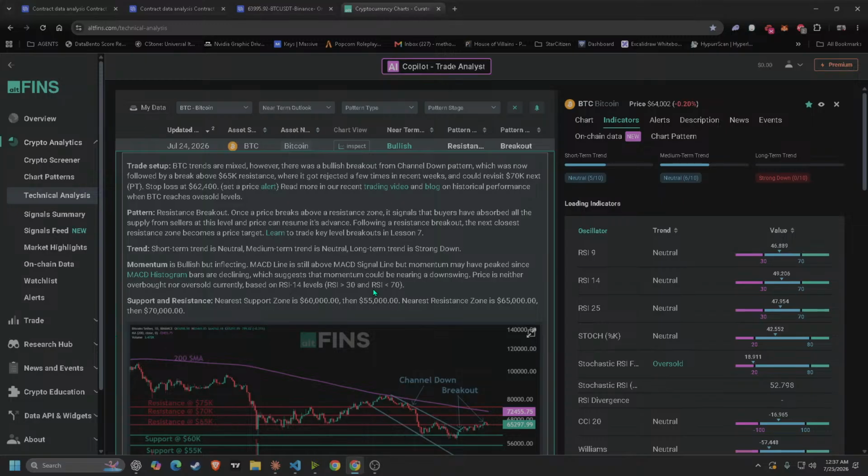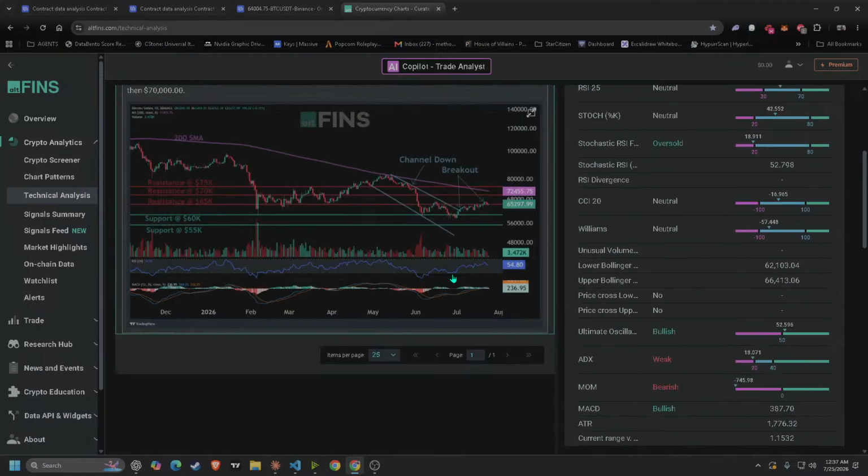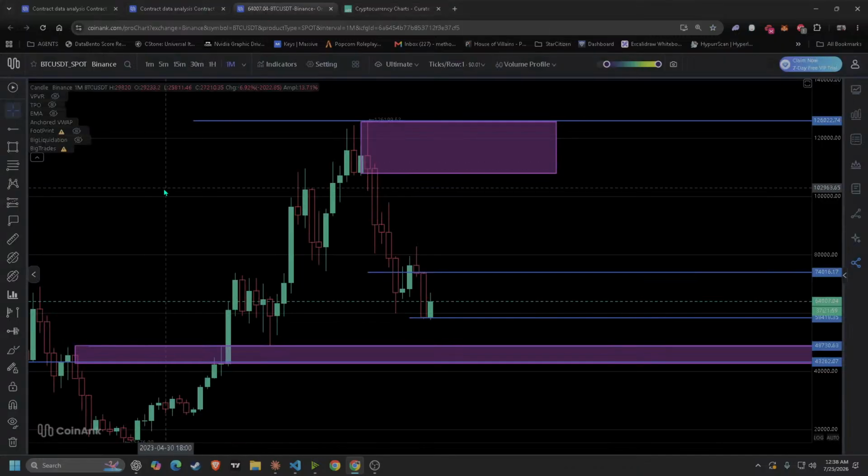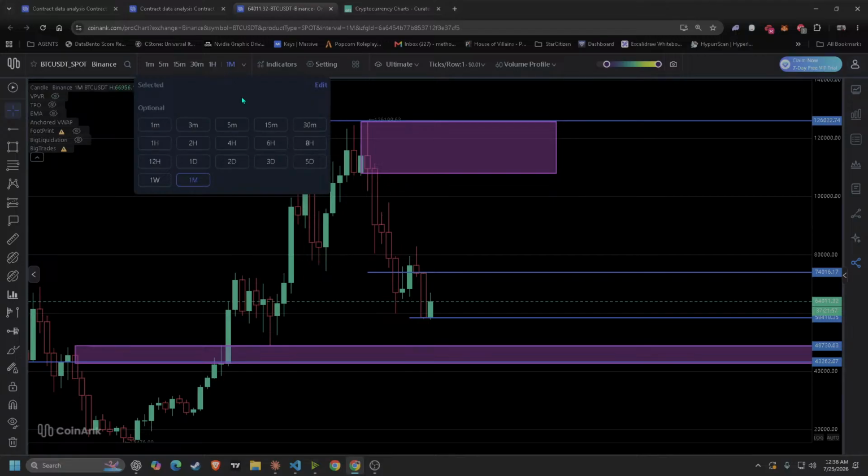So it's bullish short term based on the July 24th, which was yesterday's technical analysis based off Altfins. Because it's a bullish breakout from a down channel. But we're below the 200-day EMA, which is generally bearish. All right, let's do this. Let's put it back to the daily.